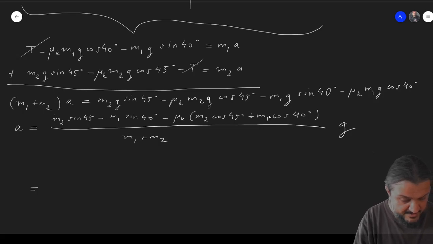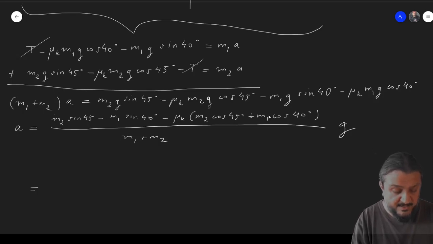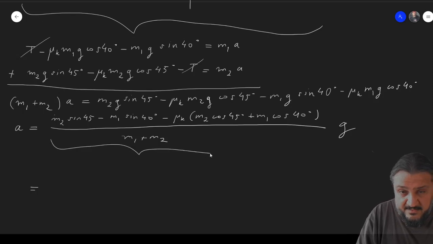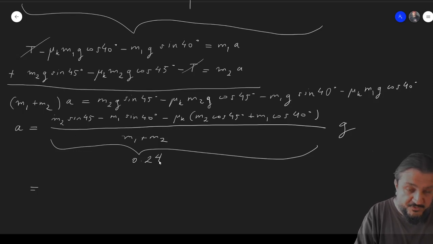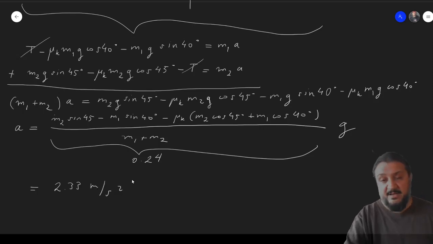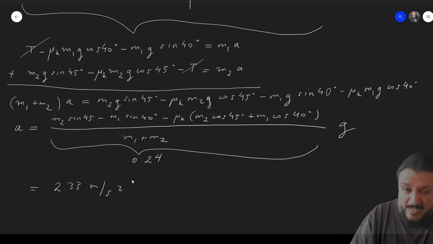So let's go back. This is 4.039 divided by 5 plus 12, 0.237, let's say 0.24. This thing here becomes 0.24 times g, or 0.2376 times 9.8. So a is 2.33 meters per second squared. Okay, that's our a. We have our a.